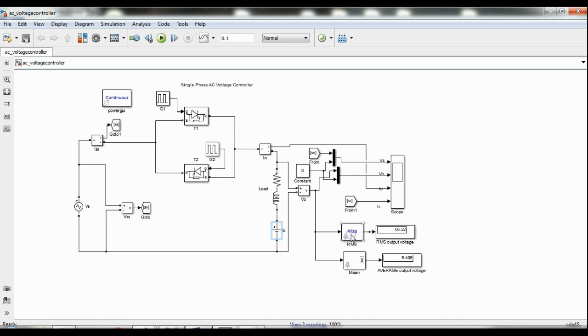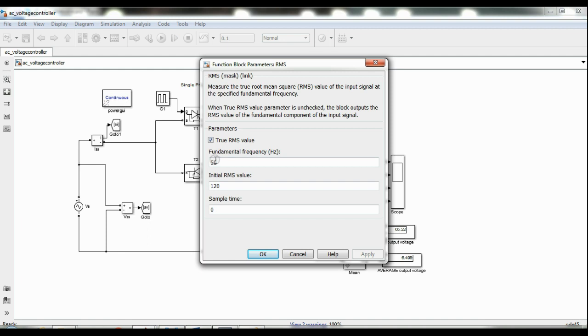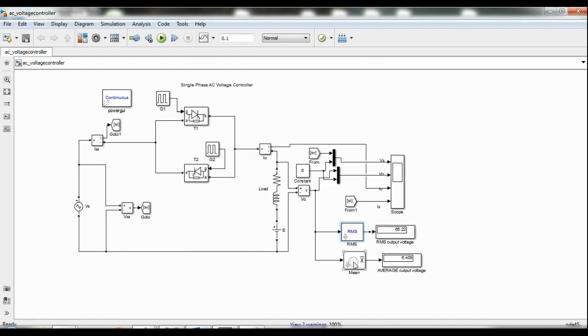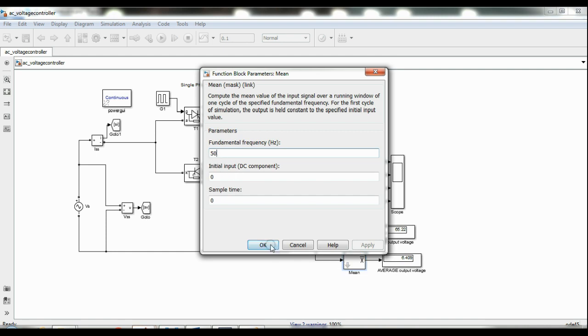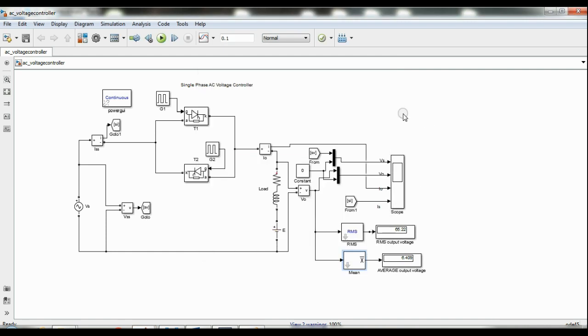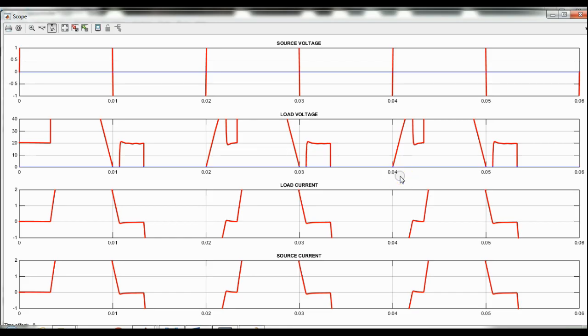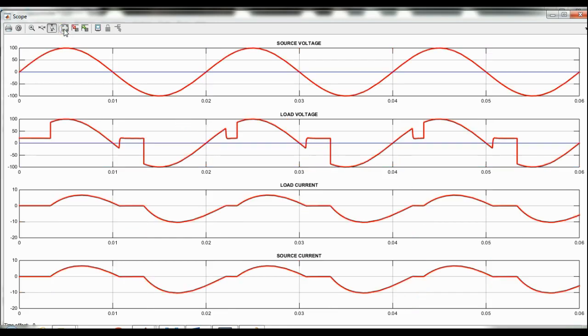Here we are going to measure the RMS values and mean values. Inside the RMS block also the frequency is 50 Hz, with some initial RMS value. In the mean block also 50 Hz. You can set the run time as 0.06, and if you run the circuit and see the waveforms, you can see the zero line.